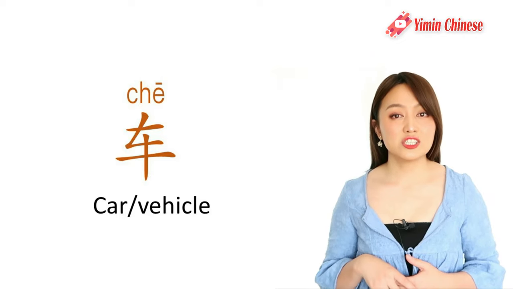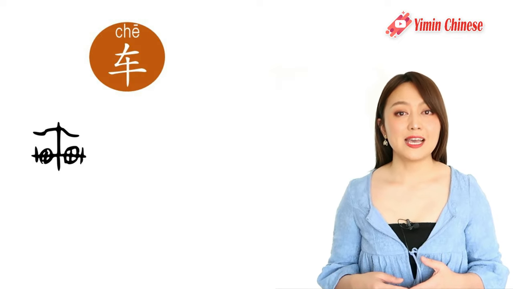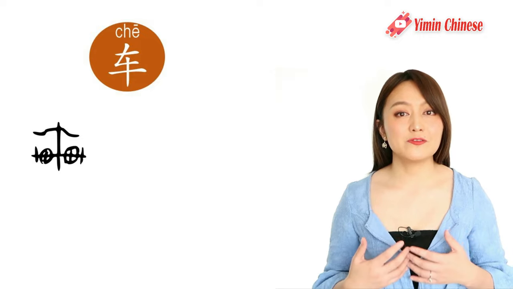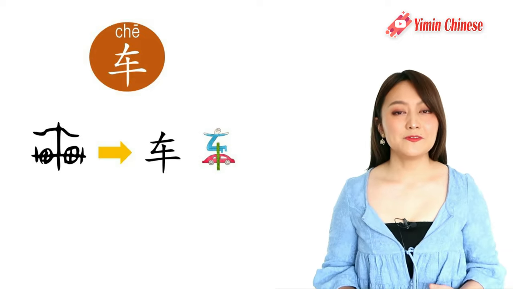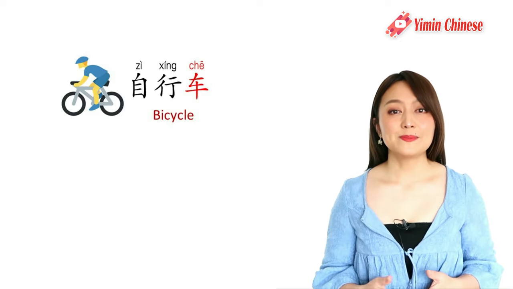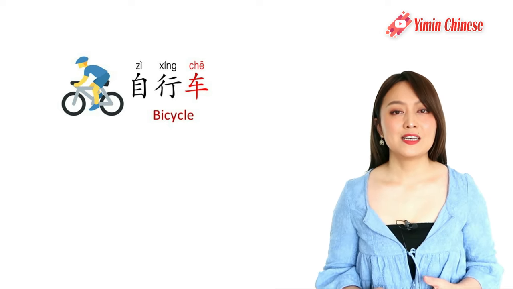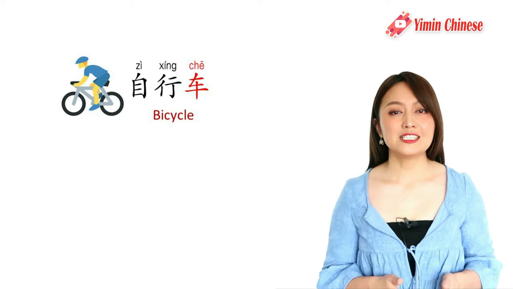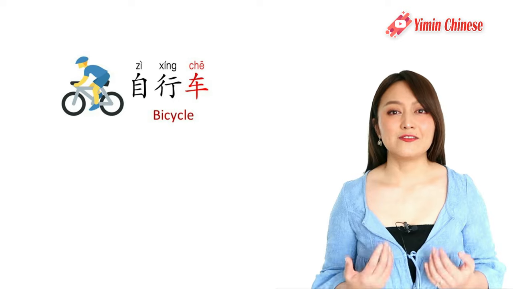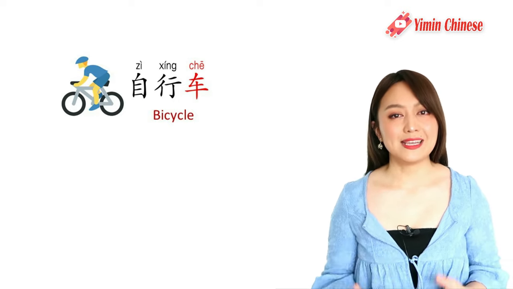Next one, 车. It means car. The ancient look was like this. It's drawn the shape of the ancient vehicle. And after being simplified, now it looks like this. For example, 自行车. It means bicycle. 自 means automatic. 行 means move. 车 is vehicle. So the vehicle moves automatically. It means without any engine.